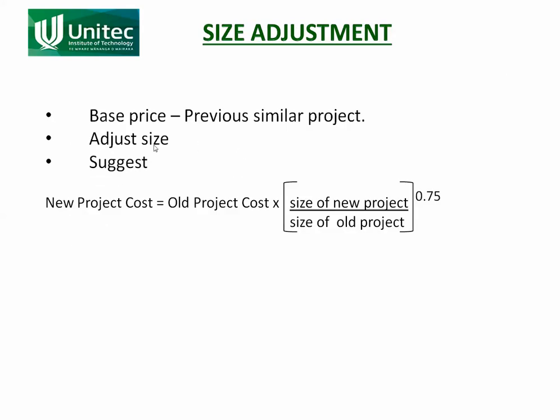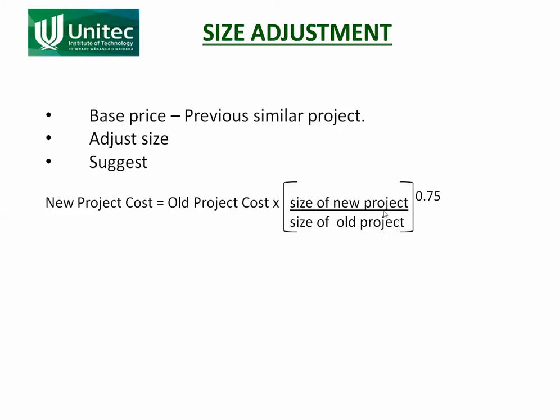So size adjustment is, you've got a project that has already been built. That's the base project. And you've got a project that's about to be built, and that's the new project. So you know how much the base project cost, the old project, and you need to figure out, well, how much is the new project going to cost? And this is the equation you use. You've got the old project cost, and then you need to adjust that cost to allow for the difference in sizes between them. And the way you do that is the size of the new project over the size of the old project.